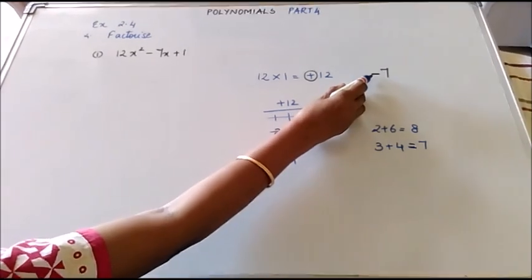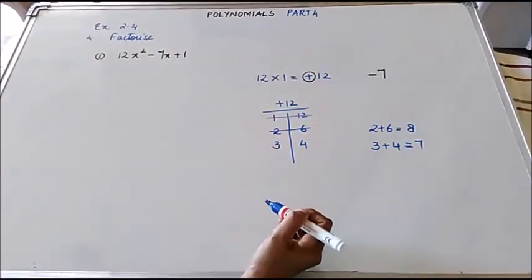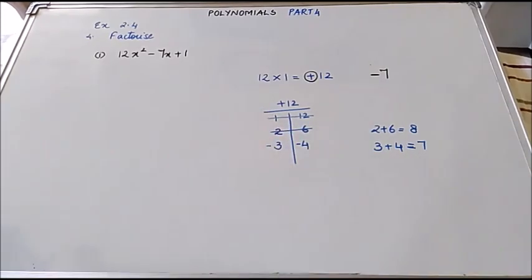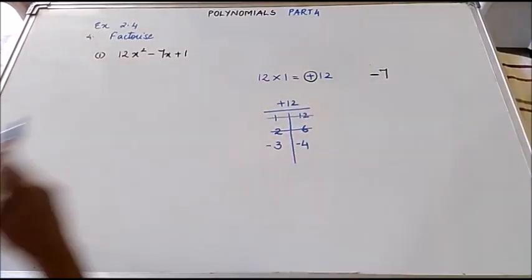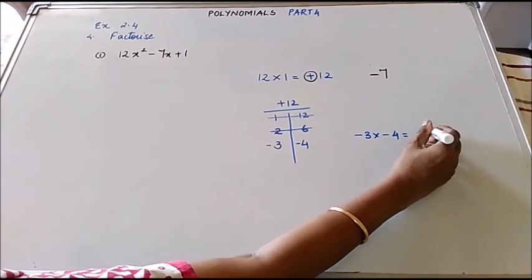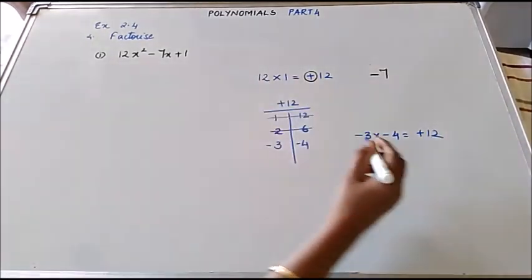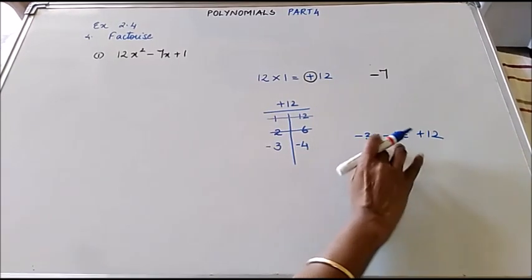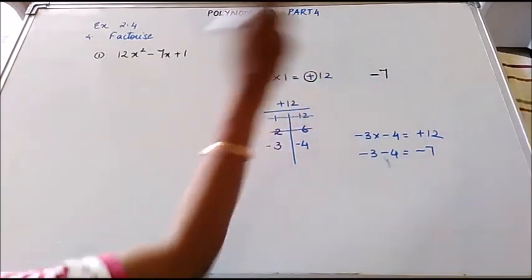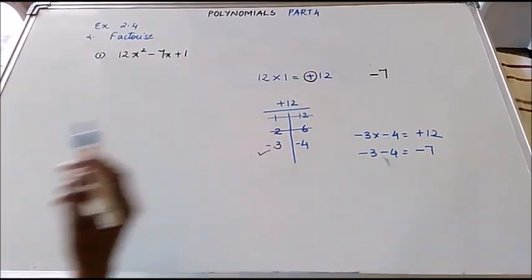But what is that we want? We want minus 7. Now how do we get minus 7? We put minus for both the factors. Now let us see what do we get. Minus 3 into minus 4 will give us plus 12. That's what we require. And minus 3 minus 4 will give us minus 7. Yes, that is what is required. Hence, this is the split.